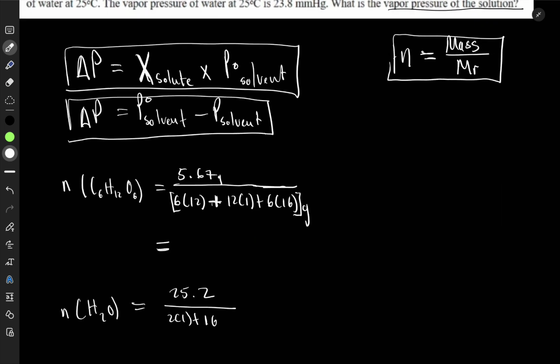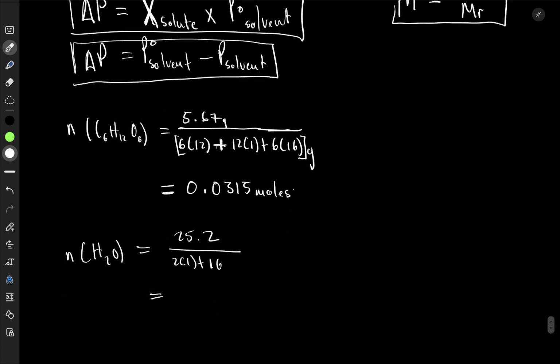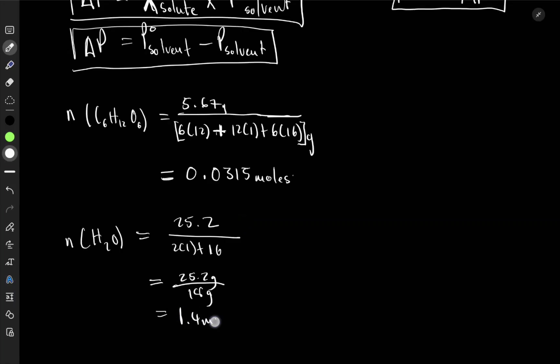Now let's put it in. 12 by 6 plus 12 gives 180 at the bottom, and 5.67 divided by 180 gives 0.0315 moles. So here our answer is 0.0315 moles. Then for water, it will be 25.2 over 18. You can put 25.2 grams over 18 grams because this is molar mass. So 25.2 divided by 18 gives exactly 1.4, so this will be 1.4 moles. Now we have it.